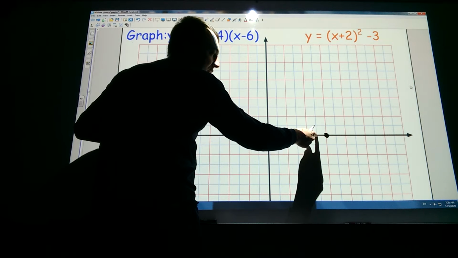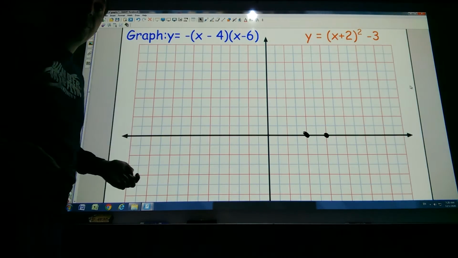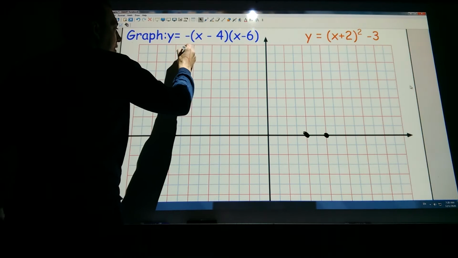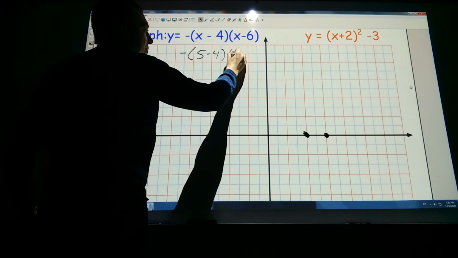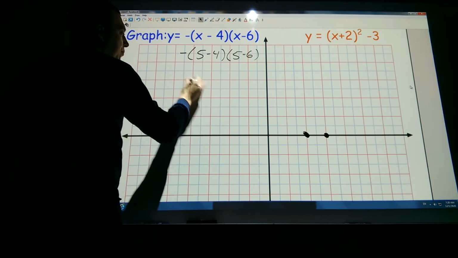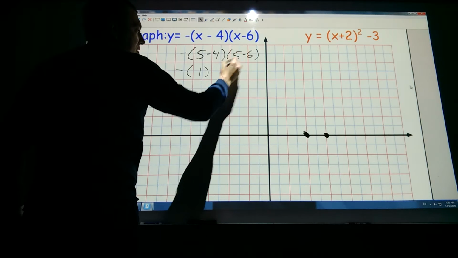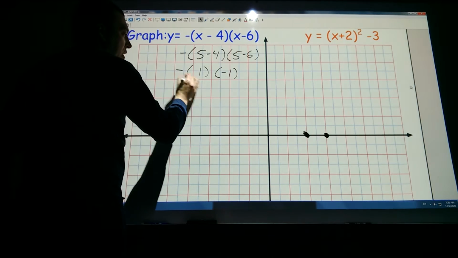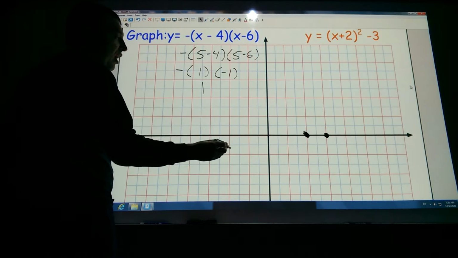Now, is it 5, 2, 5, 4, 5, negative 8? I don't know, but I'm going to plug it back in. So I have 5 minus 4, and then 5 minus 6. So 5 minus 4 is 1. 5 minus 6 is negative 1. Negative 1 times negative 1 is positive 1. So the vertex is at 5, 1.